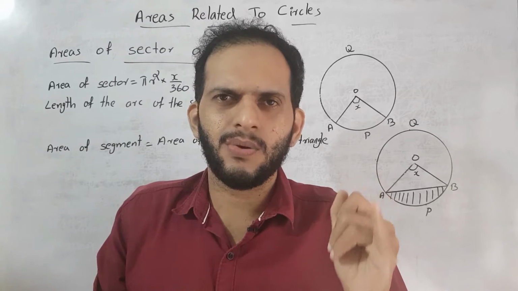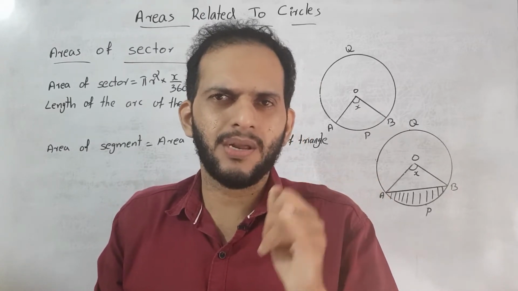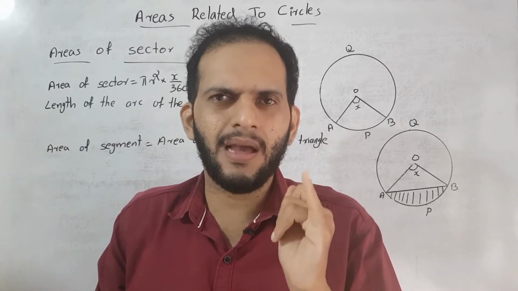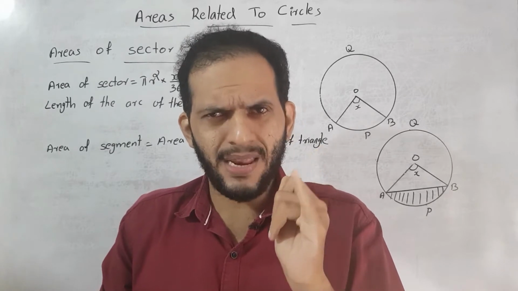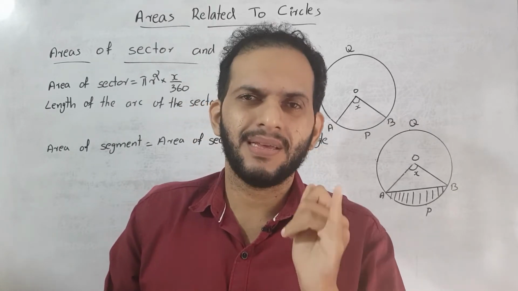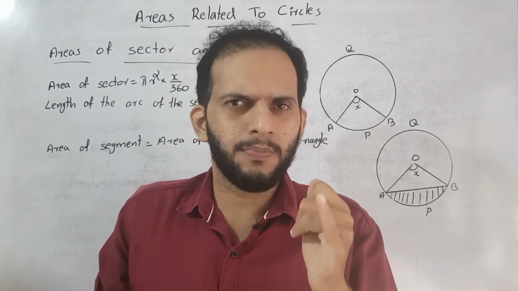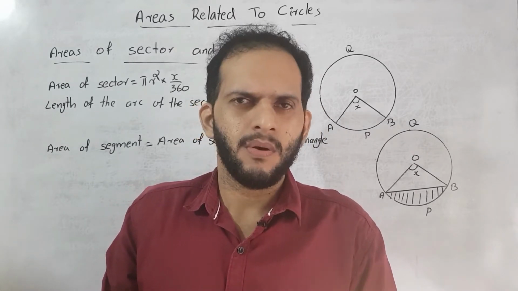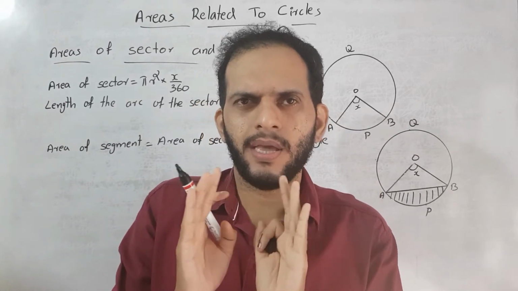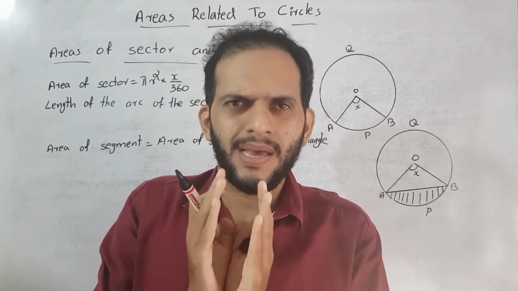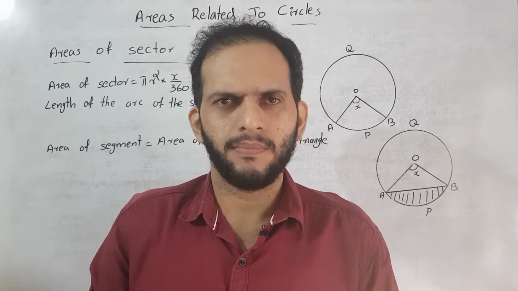Okay, then what is the equation to find the area of a sector? Area of sector is equal to pi r square into x by 360. X is the central angle of the sector. Pi r square is the area of the circle and 360 is the central angle of the circle. And the length of the arc is equal to 2 pi r into x by 360. Okay, and the area of the segment, what is the idea for finding it? That is equal to area of sector minus area of triangle. Okay, this is the basic idea. Is it clear?